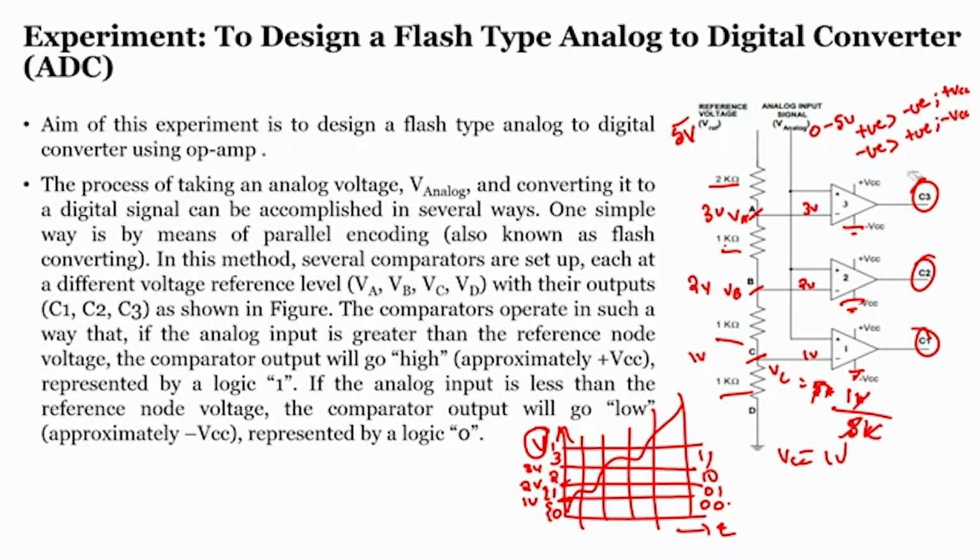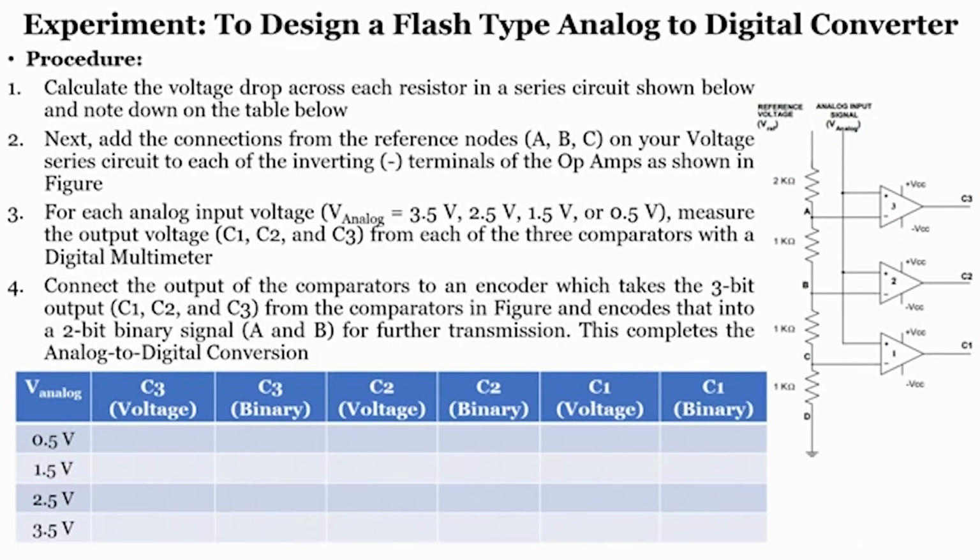If you look into the complete circuit and the table, for example, say your input voltage is 0.5. Now you can understand that this particular reference voltage is 3 volt, this is 2 volt and this is 1 volt. Say my analog voltage is 0.5. What will be the output at C1, C2 and C3? So, this is at 0.5 volts.